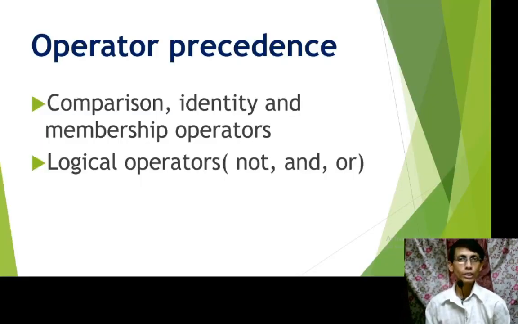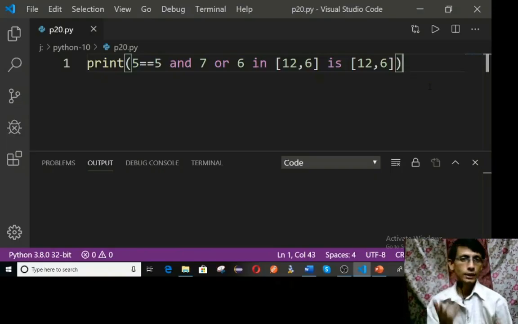Now we will combine all the operators we have seen so far and see what will happen. But before that, we have to know the operator precedence. At first, comparison, identity and membership operators will be evaluated because they are at the highest precedence level. And after that, all the logical operators will be evaluated in this way. First not will be evaluated, then and, then OR.